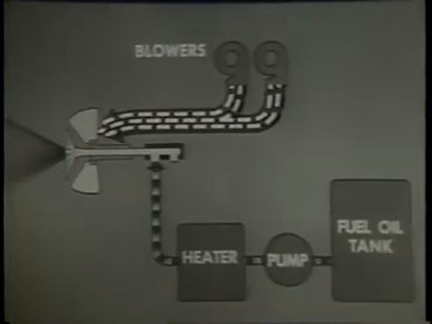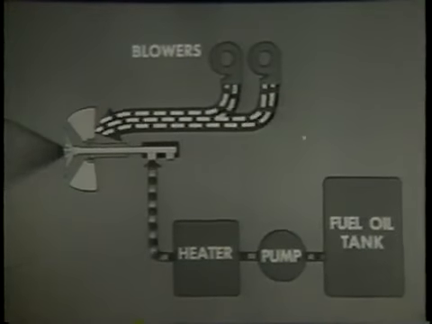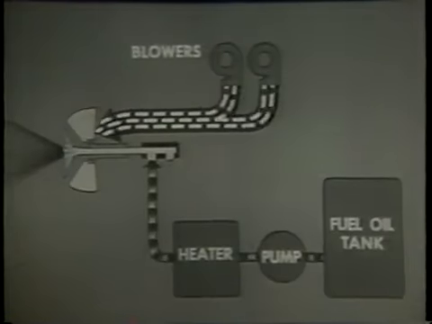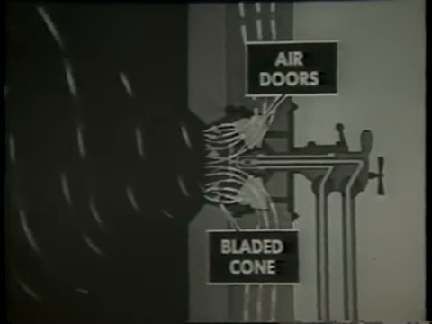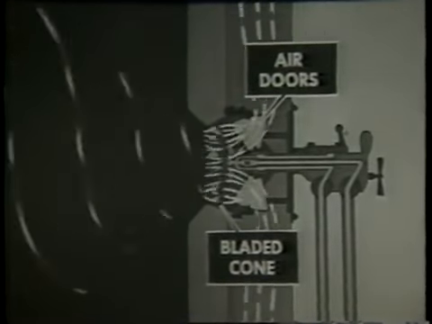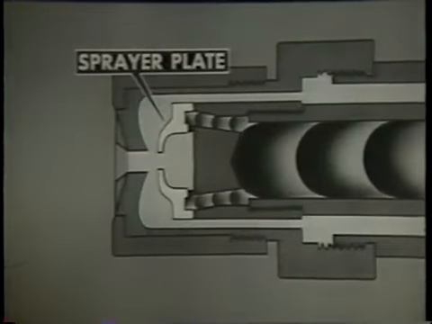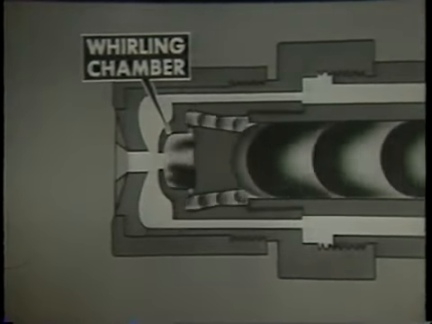In this type burner, only part of the oil that goes through the burner is actually burned. The remainder returns to the fuel oil pump. Air doors and a bladed cone give the whirling motion to the air that enters the register to mix with the oil, as in the burner seen previously. The oil, heated and under pressure, is forced through the inner tube of the burner barrel to the sprayer plate, where the oil is rotated in the whirling chamber. The oil leaves through the sprayer plate orifice.